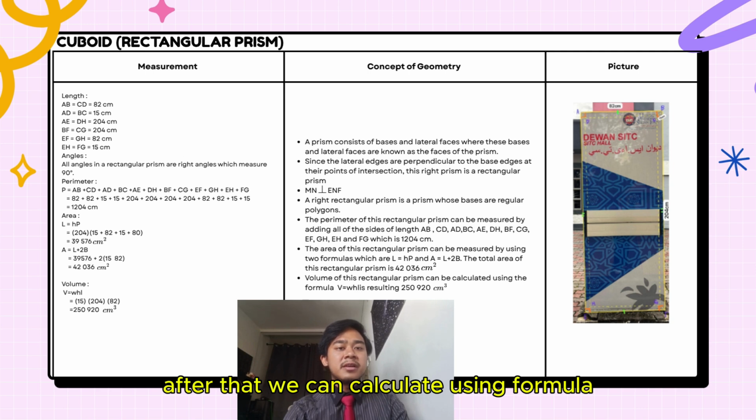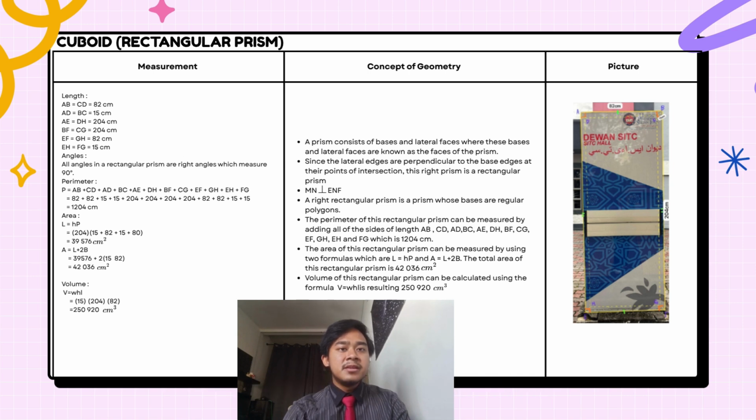After that, we can calculate using the formula area equals lateral surface area plus 2 times the area of the base. The area of the base uses a formula similar to the area of a rectangle. The area of the cuboid is 42,036 cm square.